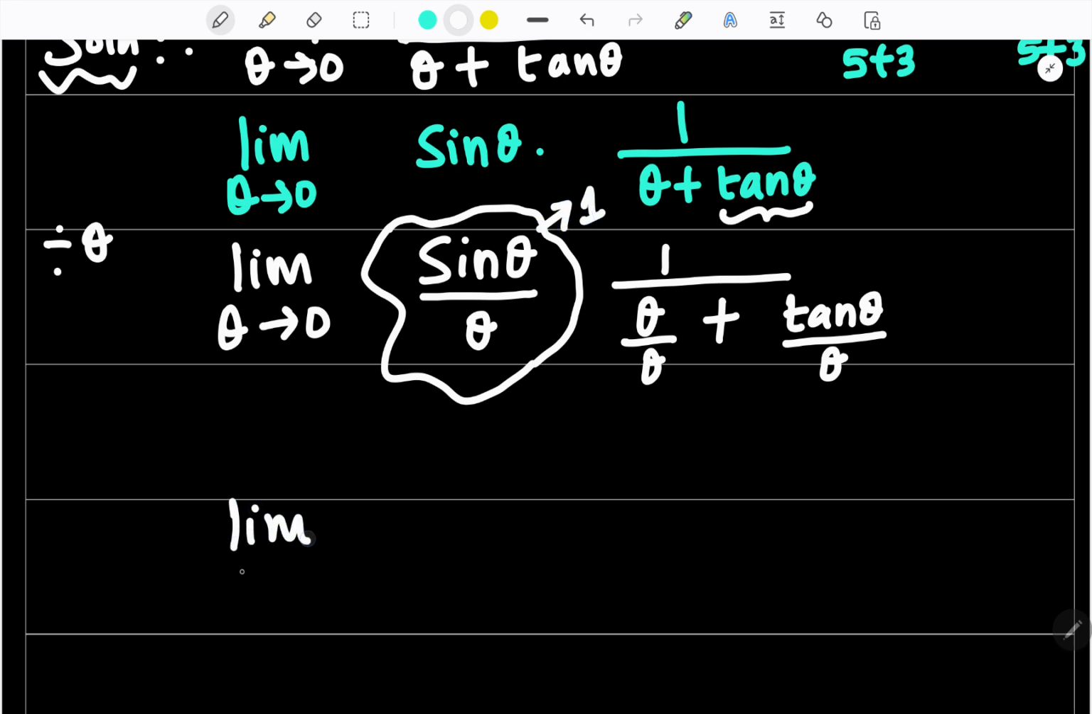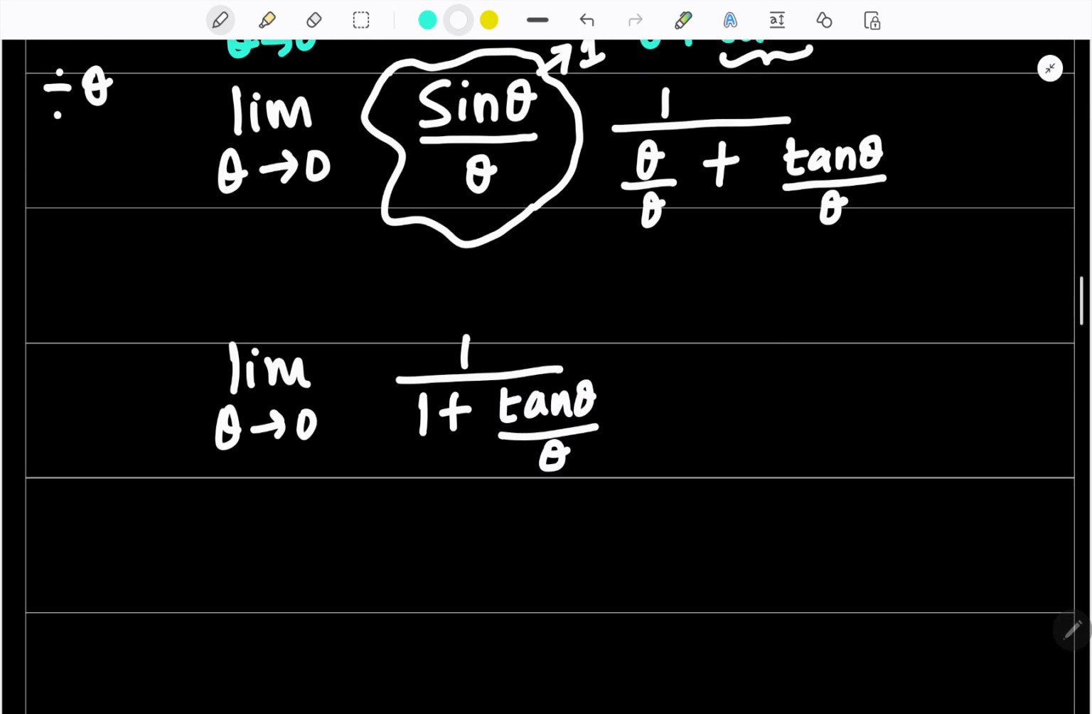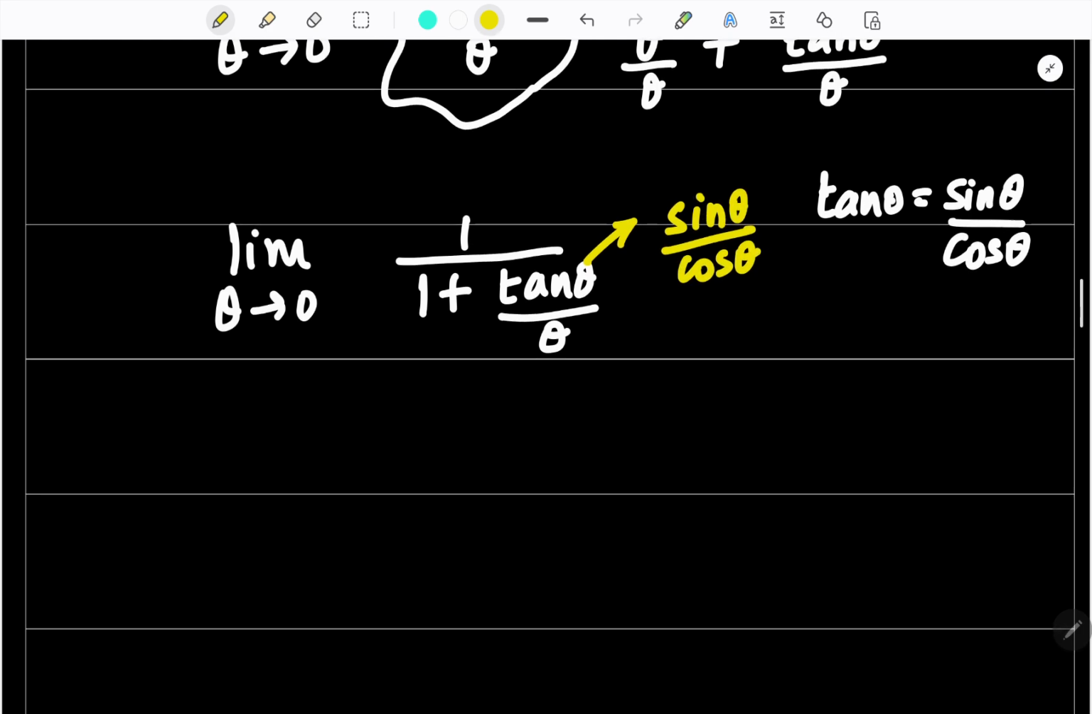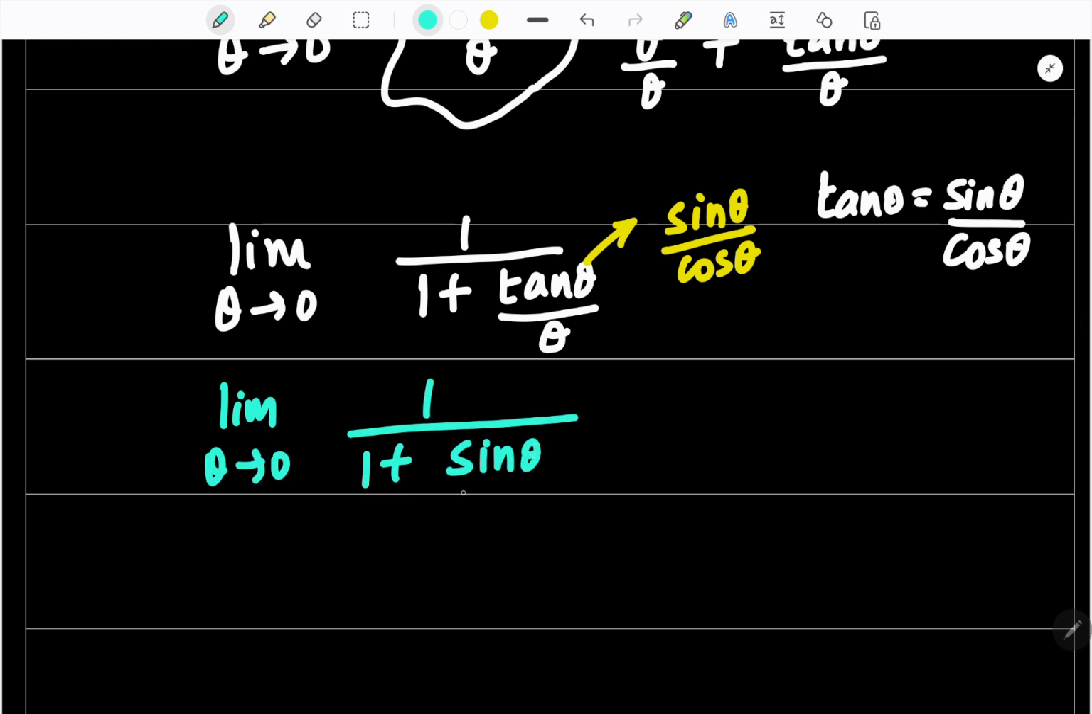So what is remaining? Limit theta tends to 0, 1 divided by 1 plus tan theta divided by theta. Clear all of you? Right. So what I'm going to do now, I'm going to write tan theta as sine theta divided by cosine theta. So therefore, limit theta tends to 0, 1 divided by 1 plus sine theta divided by cosine theta divided by theta.